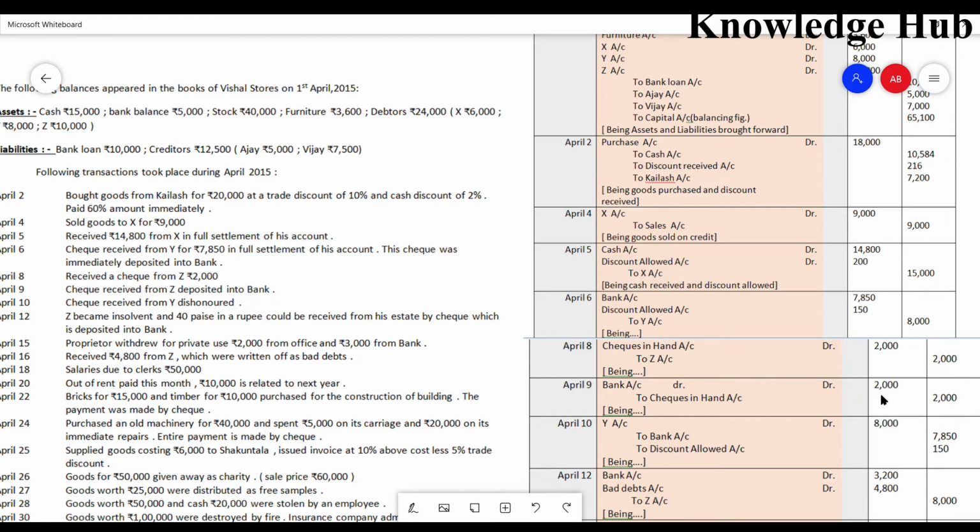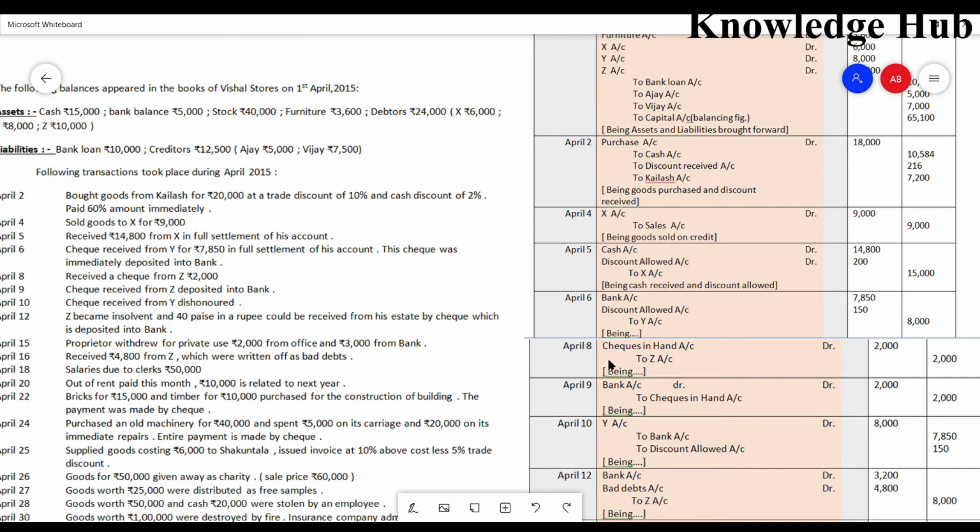My bank balance will increase when I debit my check, when I place my check with the bank. So when my bank account increases, I will debit my bank balance with rupees 2000 and the check is now moving out of the business. So once it was debited, it is now credited to checks in hand account for rupees 2000.